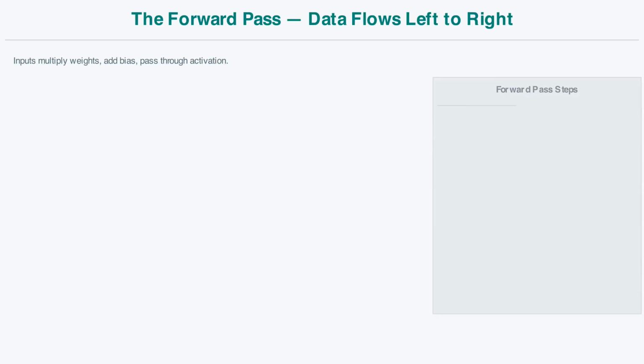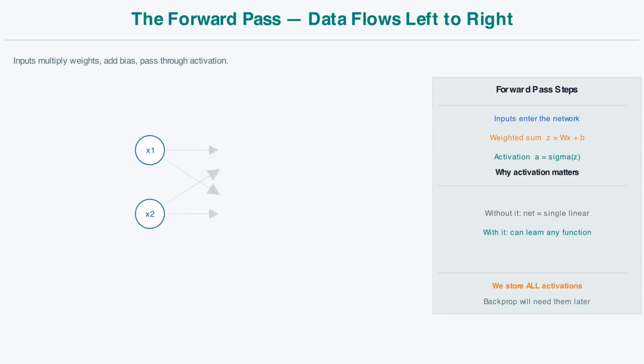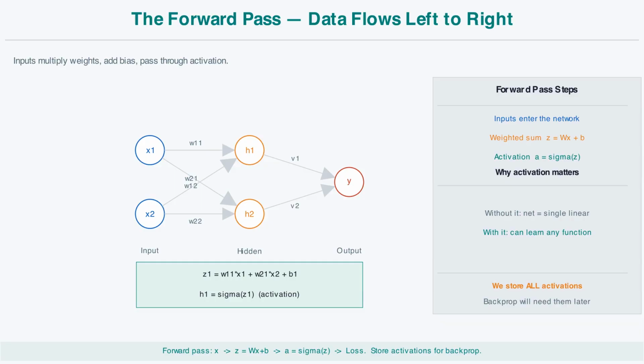In the forward pass, data flows left to right through the network. Each neuron takes its inputs, multiplies them by weights, adds a bias, then passes the result through an activation function. The weighted sum z equals w times x plus b. Then the activation a equals sigma of z. This process repeats layer by layer until we get the final prediction. Here is the critical thing: during the forward pass, we save every intermediate value, every z and every a. Backpropagation will need all of them when computing gradients. Think of the forward pass as recording a computation history.